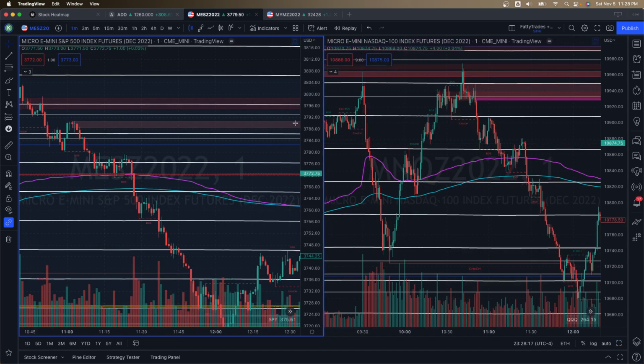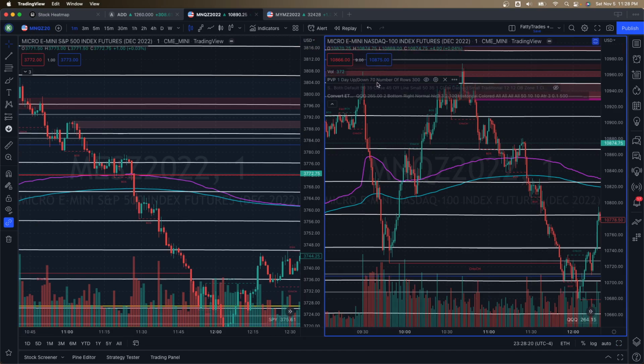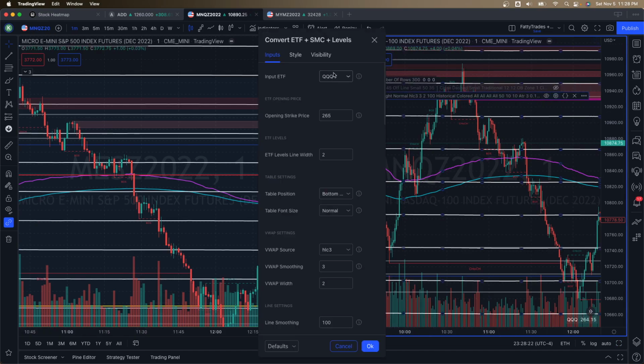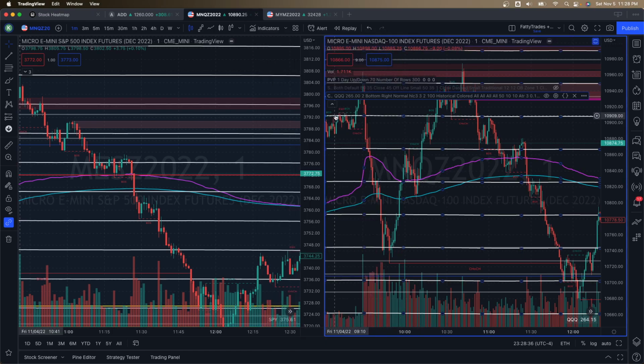And just to show that real quick, on the right here we have NQ, same ticker. I selected QQQ, and in this case my opening strike on QQQ is 265, which, if you look at the box in the bottom right, we can see QQQ is currently at 264, so I just did 265, and did 8 levels above and below.